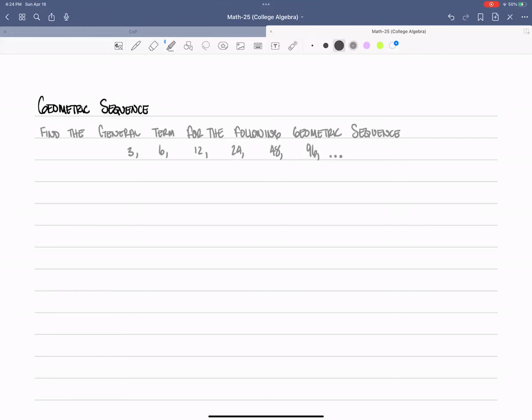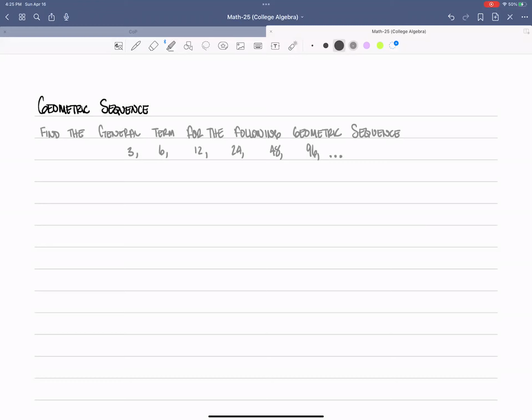Chapter 9, geometric sequences is what we're going over in this video. So find the general term for the following geometric sequence. So what makes this one different from the previous one, geometric and arithmetic?